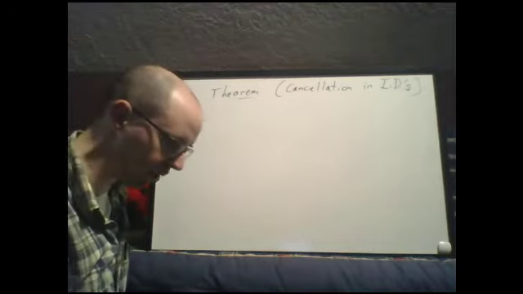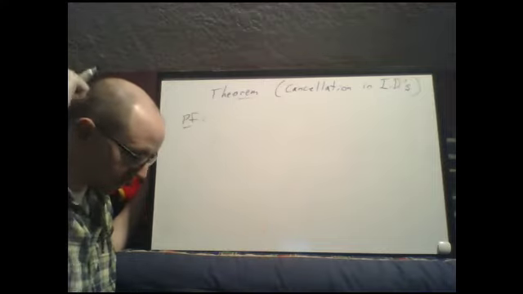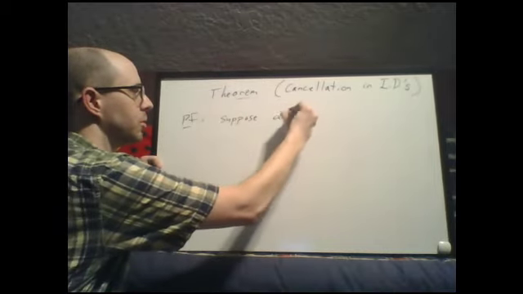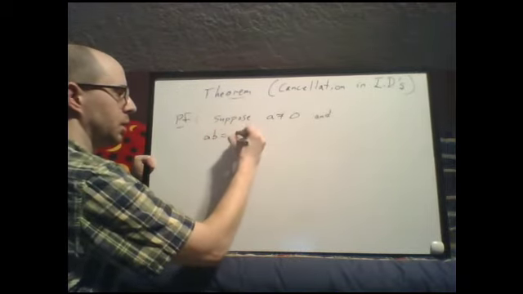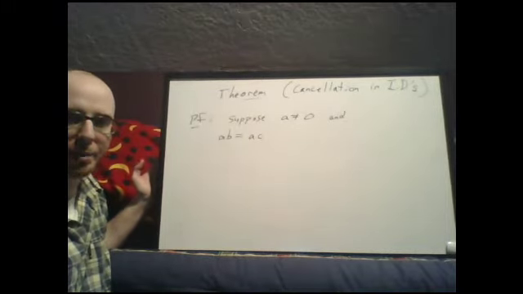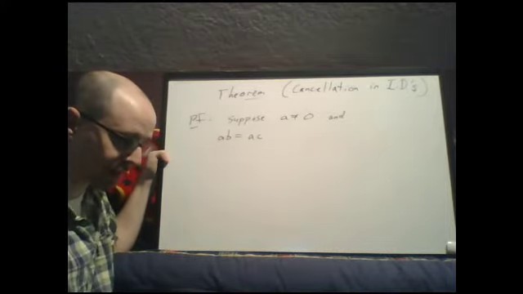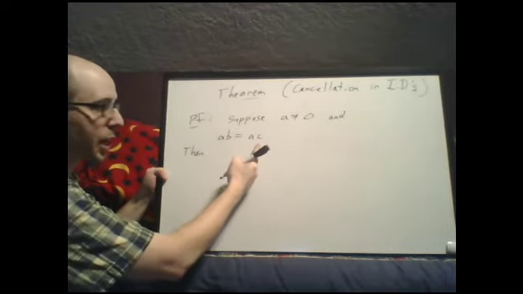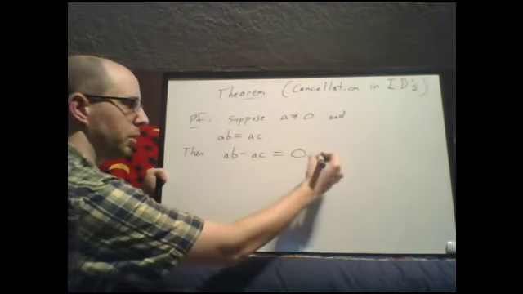So we have the same setup. Suppose D is an integral domain, and A, B, and C are elements of D. Suppose A is not 0 and AB equals AC. Okay. I don't have inverses, so I can't multiply by A inverse. But I can subtract. So I'm working with an equation. I can subtract AC from both sides. So AB minus AC equals 0.